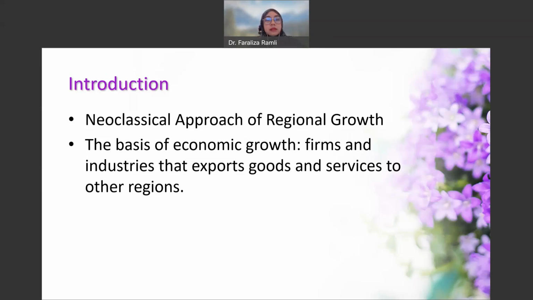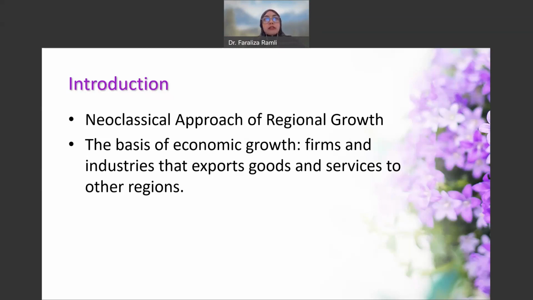Actually, this theory is the neoclassical approach of regional growth. Normally for growth in the region, this is an economic theory for the basic of economic growth.